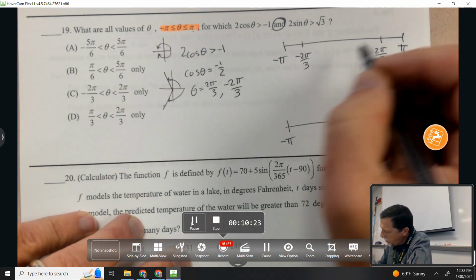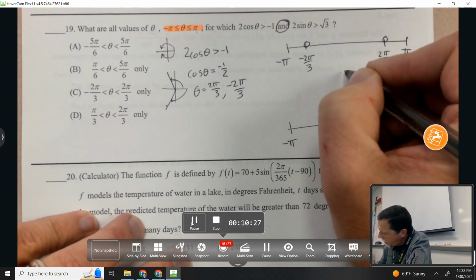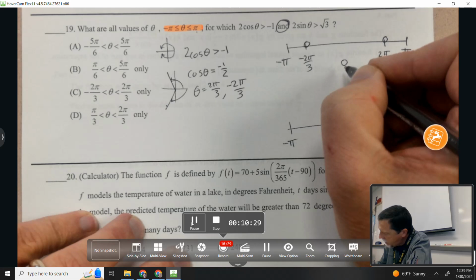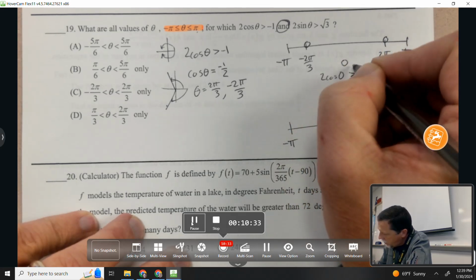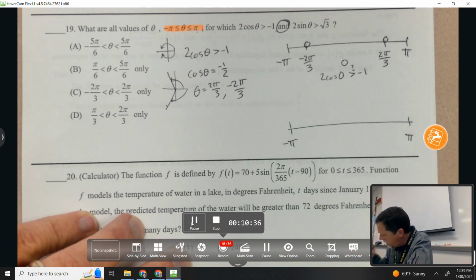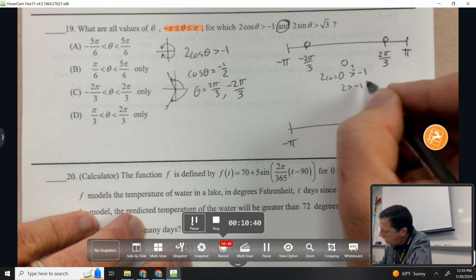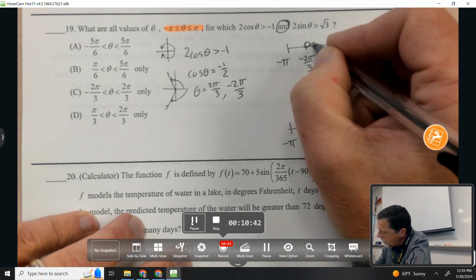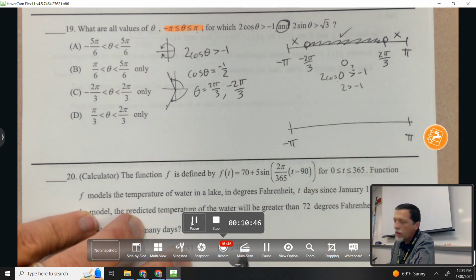So there's my cosine graph. I guess let's check 0, would probably be the easiest thing to check. 2 cosine of 0 greater than negative 1? Cosine of 0 is 1. 2 is greater than negative 1. That's true. So we will shade all of this. And we won't shade there, and we won't shade there.